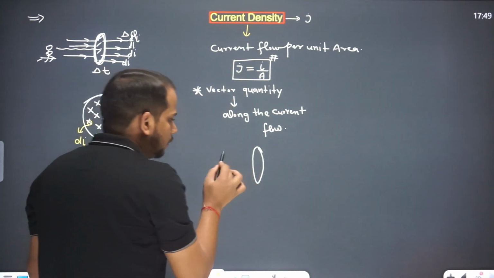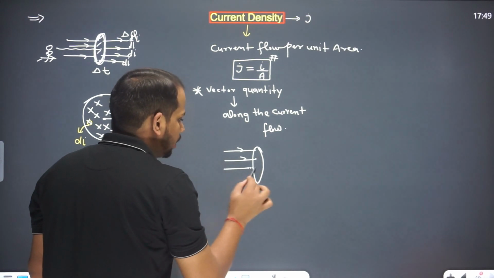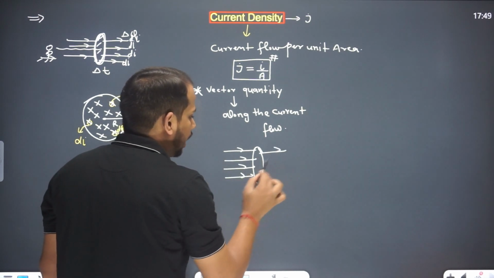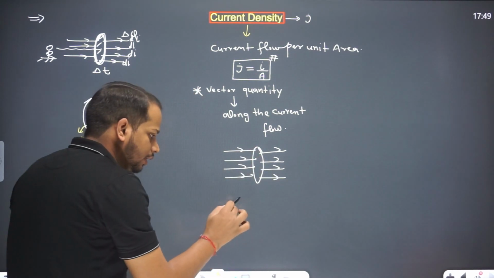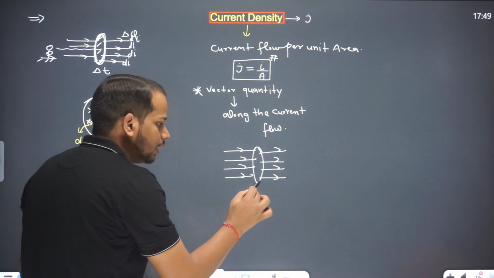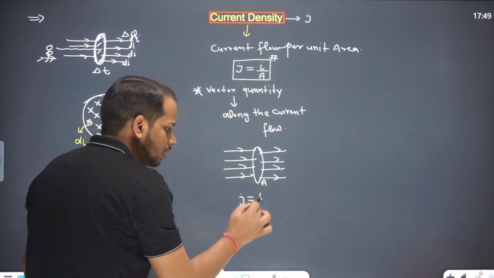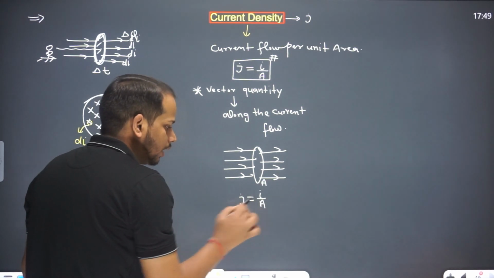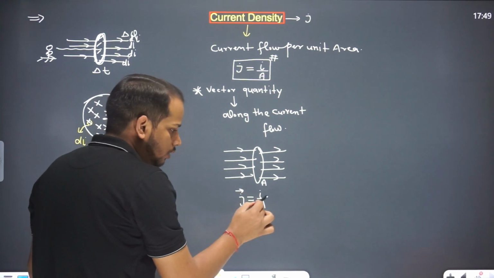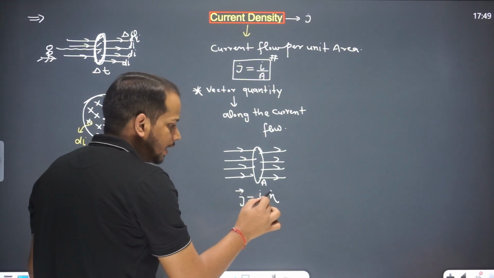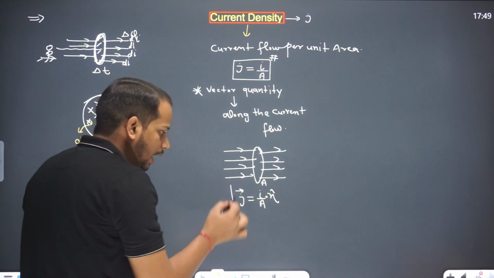If this is the area we have, and the net current I is flowing over here, what is J? The area is A, so J is I by A. So what can we write over here? J is equal to, can we write n cap over here? What is the n cap here?